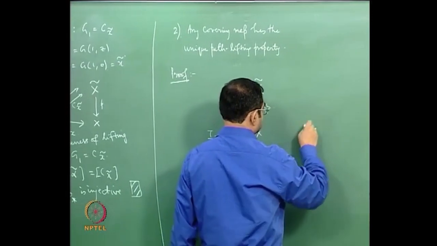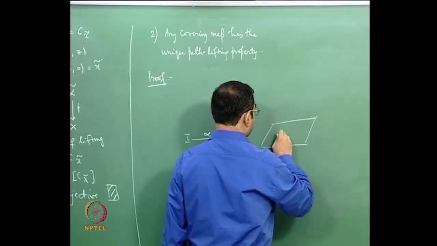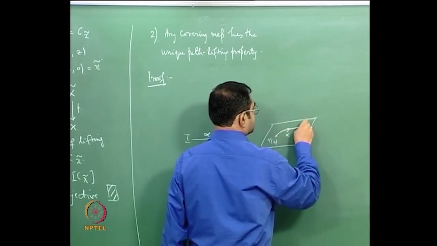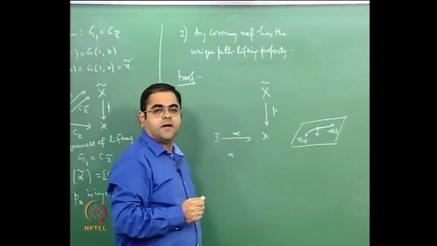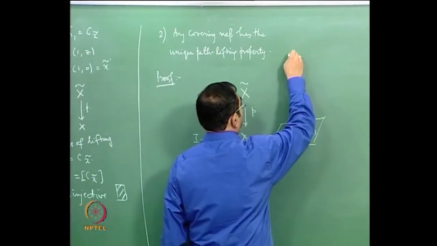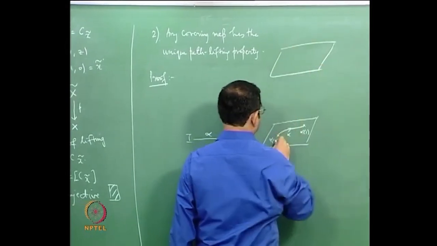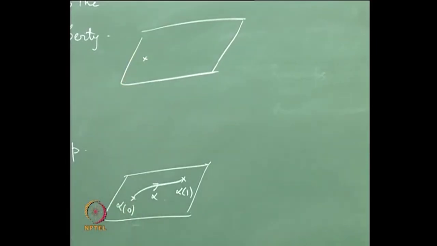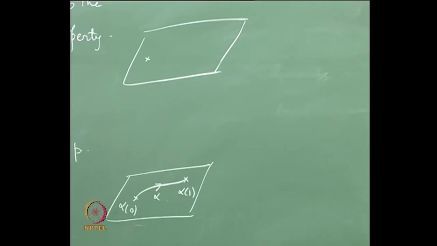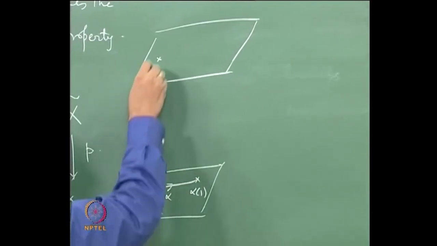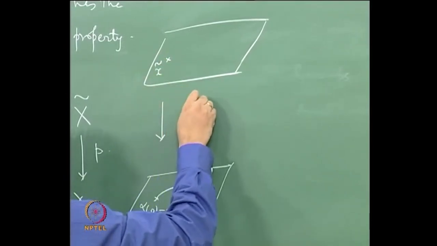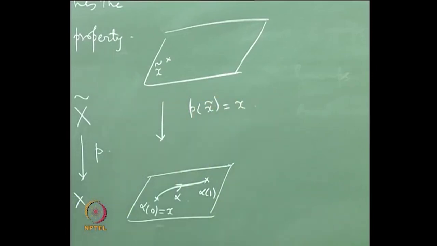So if I draw a diagram, it's something like this. I have alpha here, this is alpha, this point is alpha of 0, this point is alpha of 1. This is in X, and in the covering space, suppose you fix for me a point above alpha of 0. That means you fix a pre-image of alpha of 0. Let me call alpha of 0 as x, and I'll call this point above x tilde, with p of x tilde being equal to x.